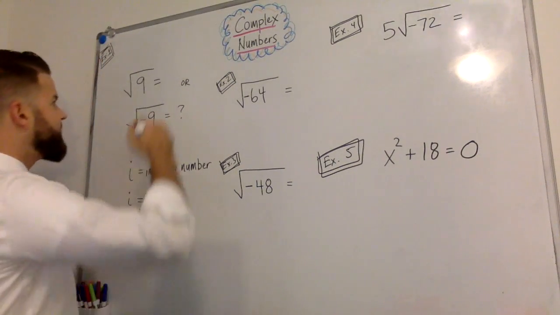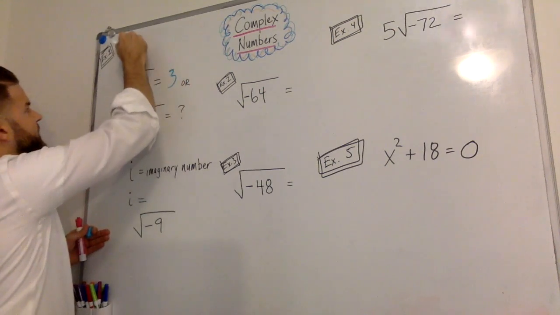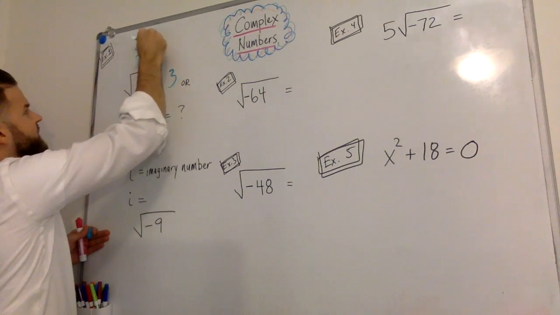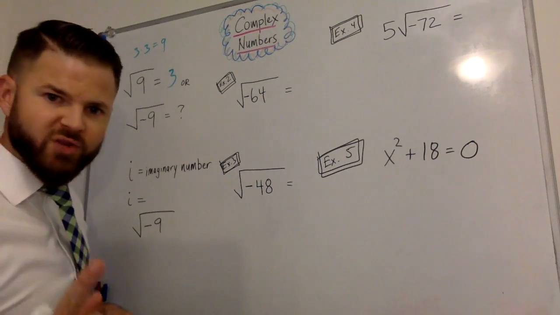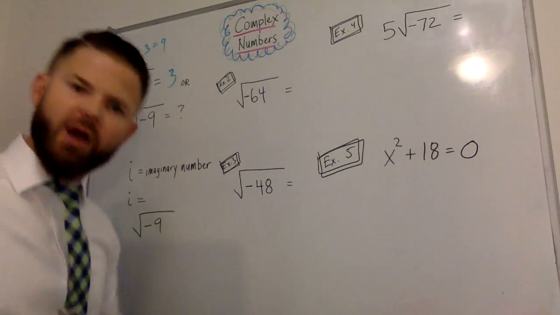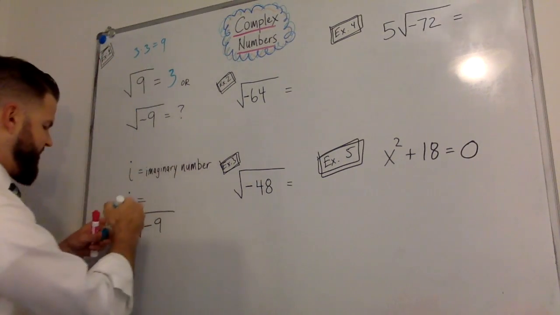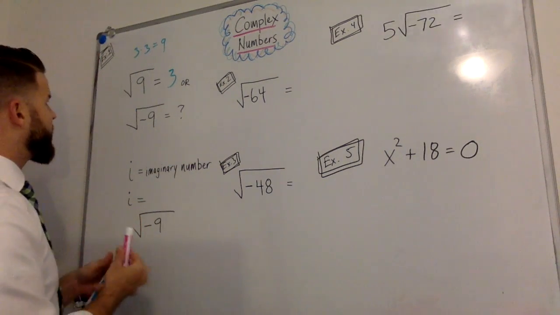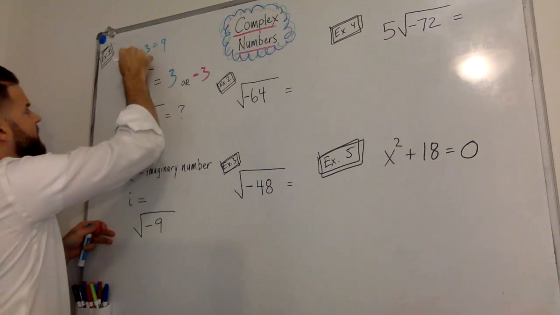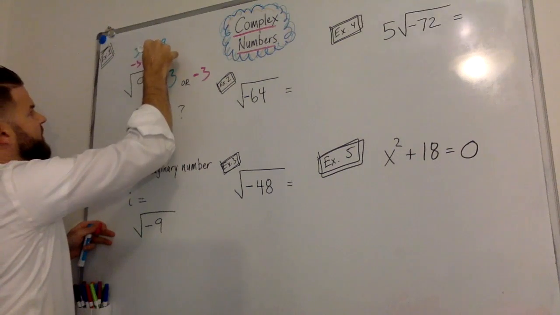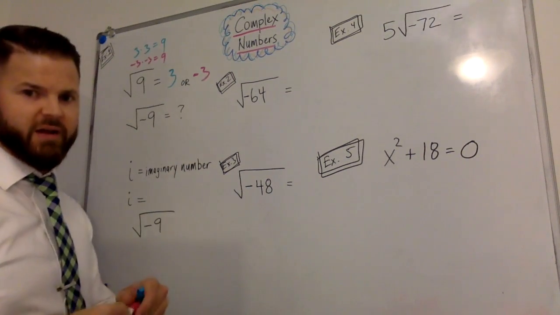a positive 3, because 3 times 3 gives me 9. So what number times itself gives me 9? That's going to be a 3. But also, we know that a negative times a negative gives me a positive. So here, the square root of 9 could be a positive 3 or a negative 3, because negative 3 times negative 3 still equals positive 9.